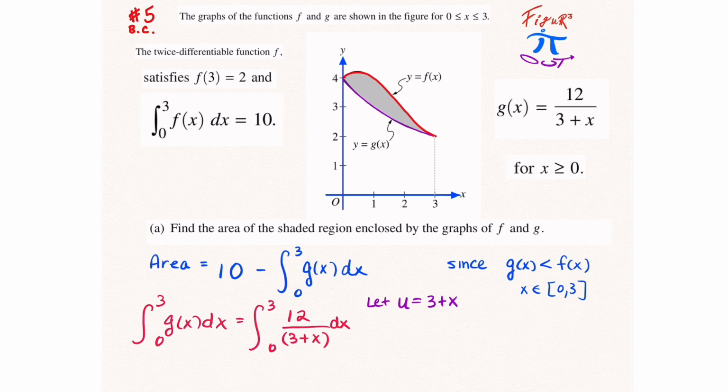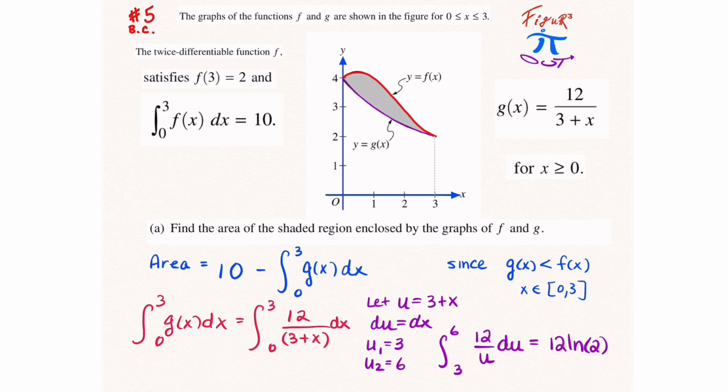We'll let u equal 3 plus x, and therefore dx is going to be equal to du. The limits of integration will change here from 0 to 3 to 3 to 6. The integral from 3 to 6 of 12 over u du evaluates to 12 times the natural log of 2.